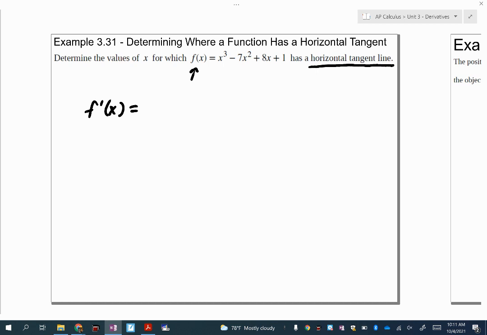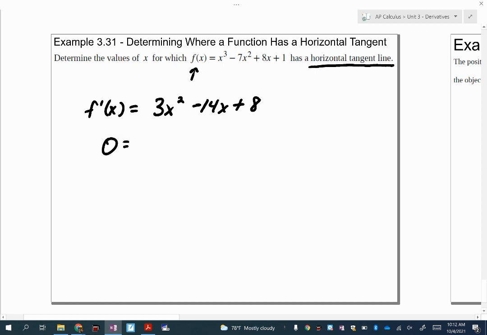All right, so here we go. I'm going to do this much quicker because this is just using the sum rule: find the derivative of each of these. The derivative of x cubed is 3x squared. Derivative of negative 7x squared is negative 14x. Derivative of 8x is 8, and the derivative of a constant 1 is 0.